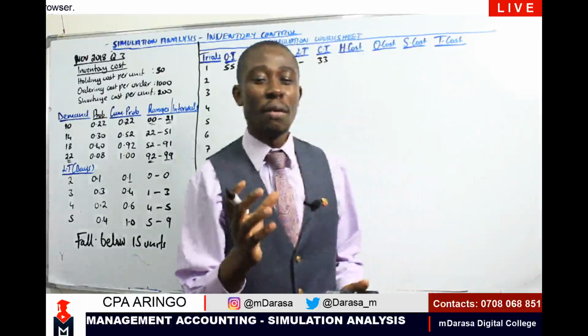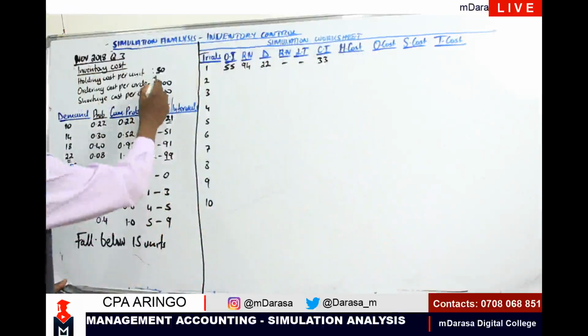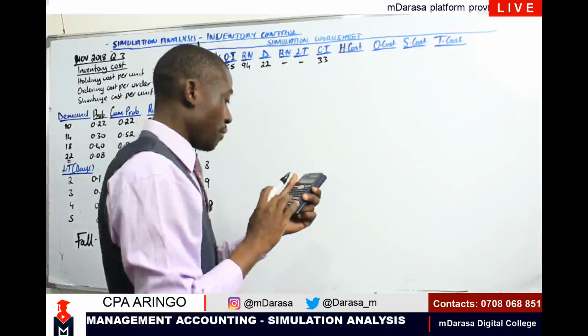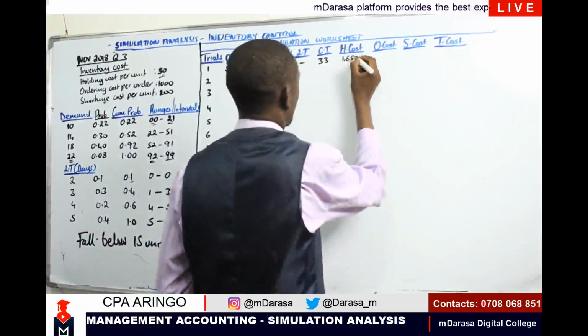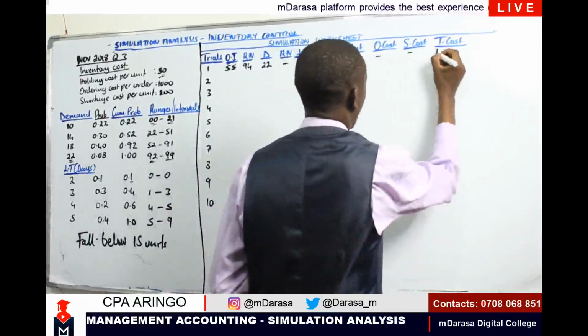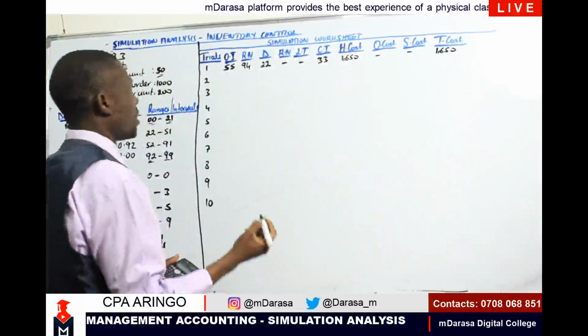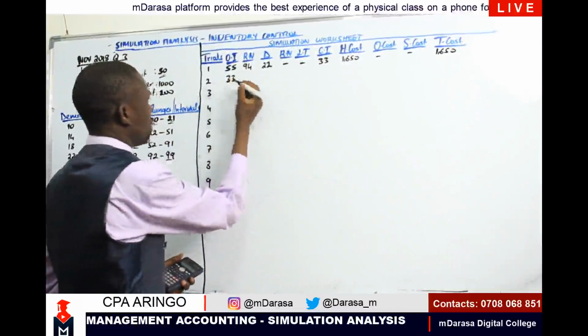Then, what are we being charged in maintaining this inventory per unit? In maintaining the inventory per unit, you are charged 50 shillings. So, you should be having 33 by 50. That should give us 1,650. So, we are done with that case. Considering our opening inventory on day 2, we should be having 33 units.